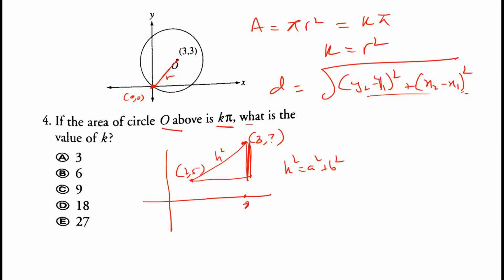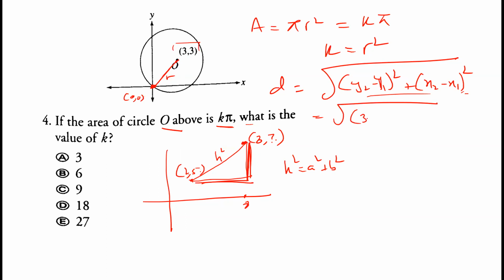So this distance would be 7 minus 5, that is y2 minus y1. And this distance would be 8 minus 2, that is x2 minus x1. So that's the basic background of this formula. But nevertheless, we have these 2 points.